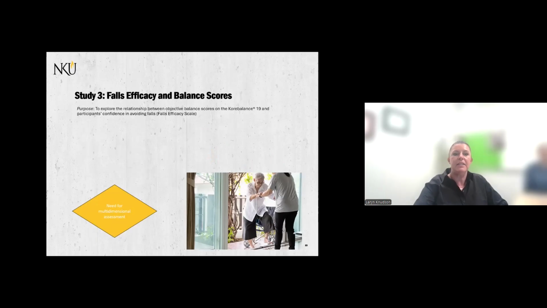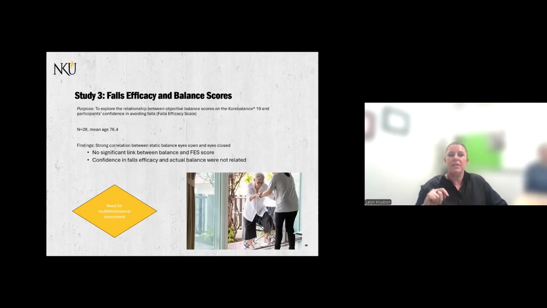So the Falls Efficacy Scale looks at someone's confidence in their ability to complete activities of daily living without falling. And with this study, what we found is that there's not a significant link between balance and falls efficacy scores, meaning that we have kind of a mismatch in terms of the performance on the KoreBalance and someone's confidence that they are not going to fall.